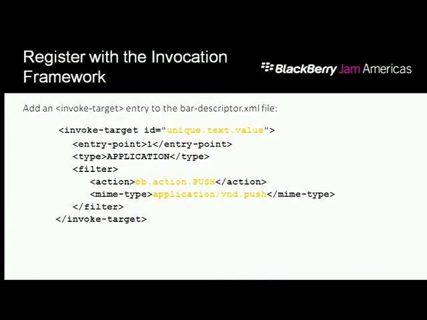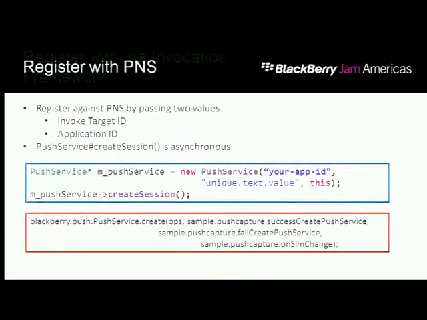All right, so after you've got that done, you can move on to actually coding your application. The first thing you want to do is register against the push notification service, or PNS. It takes 2 values, your invoke target ID, which is that arbitrary string I was talking about in the previous one where you define that for yourself. And this basically tells the push service, hey, I'm using this target ID. If push comes in, launch my application. And this is how we get around using a port.